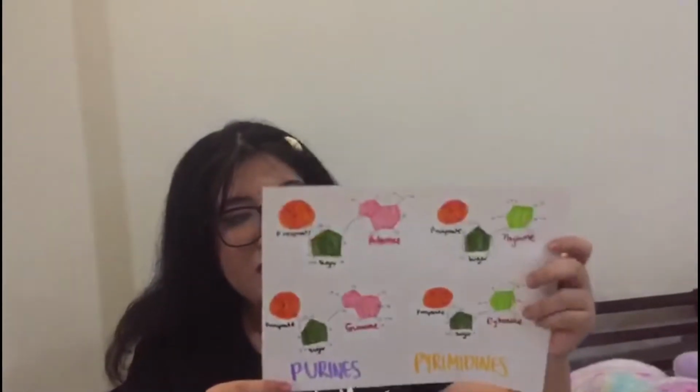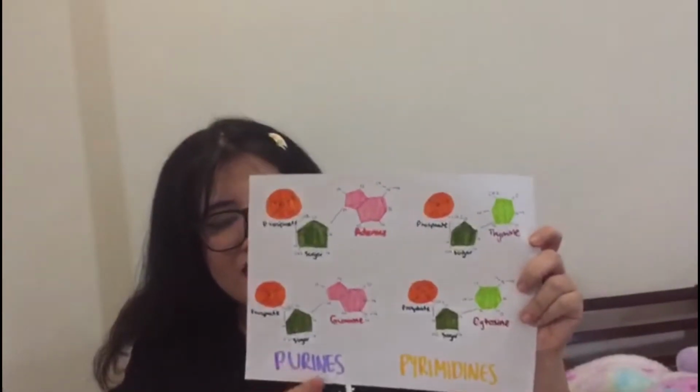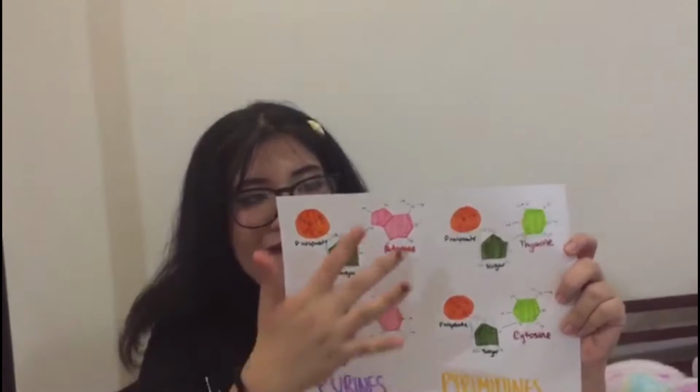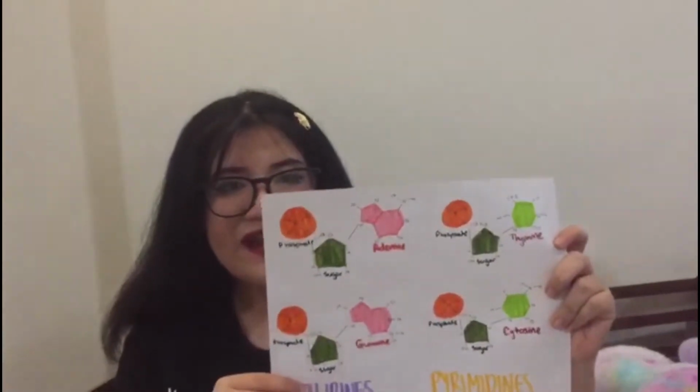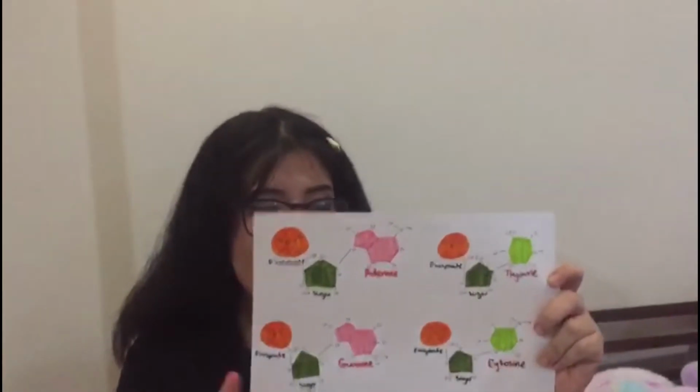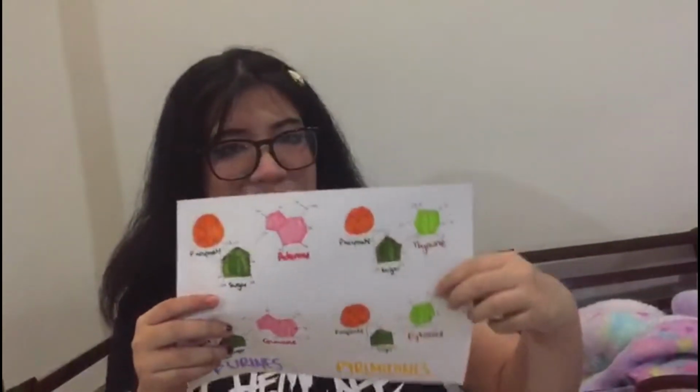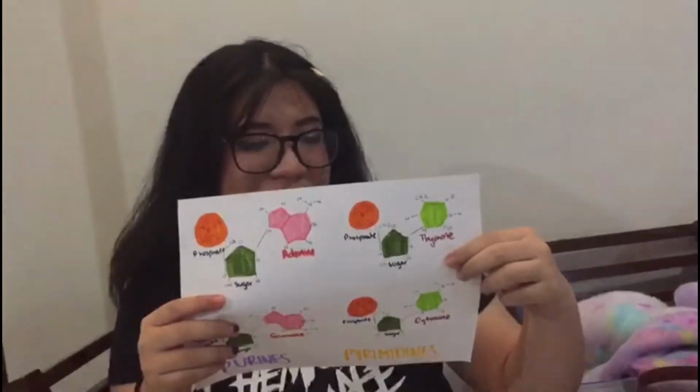There are only 4 nucleotides that we have here. The nucleotides are divided into purines and pyrimidines. The purines basically have 2 carbon rings attached and are adenine and guanine, and we also have the pyrimidines that only have 1, and these are thymine and cytosine.